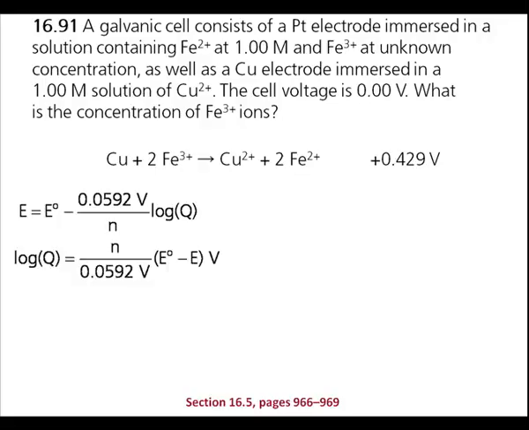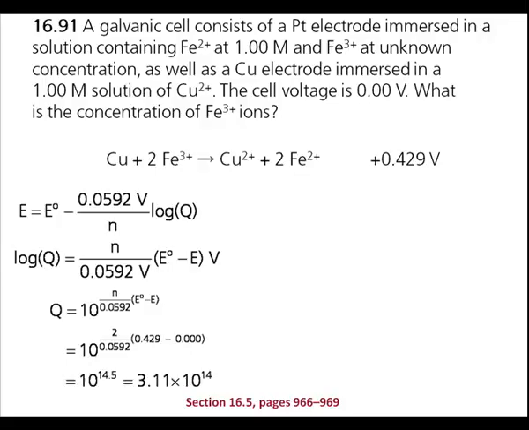I'm going to rearrange this to find a value for Q. Log Q is n over 0.0592 times the difference between E0 and E. So Q is 10 raised to that power, and we have values to substitute in. n is 2. The standard cell potential is plus 0.429 volts. The actual cell potential is 0 volts. And Q works out to 10 to the power 14.5, which is 3.11 times 10 to the 14.